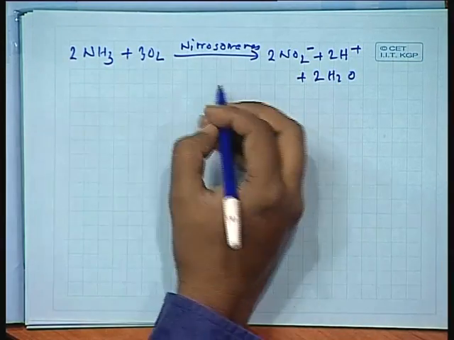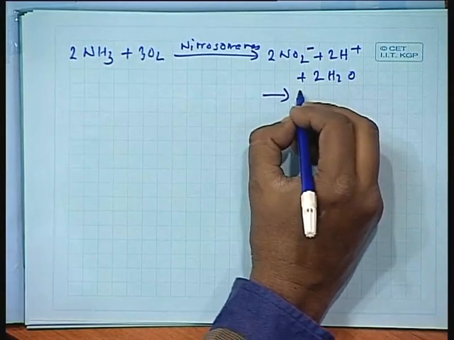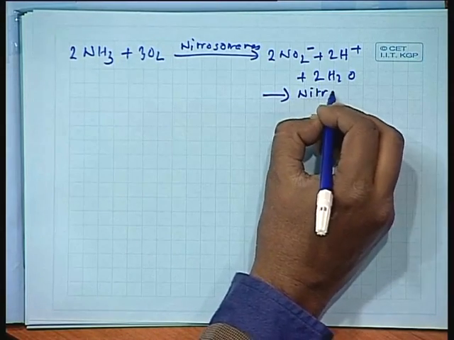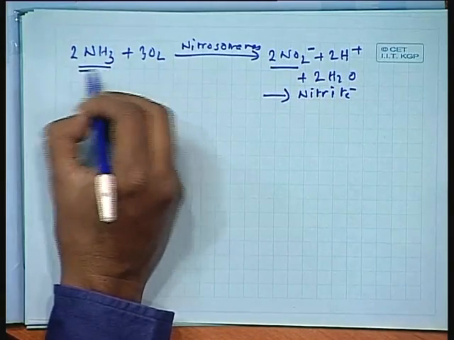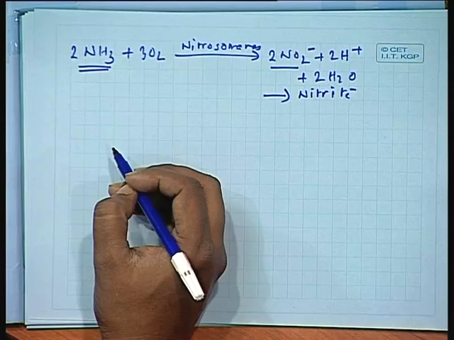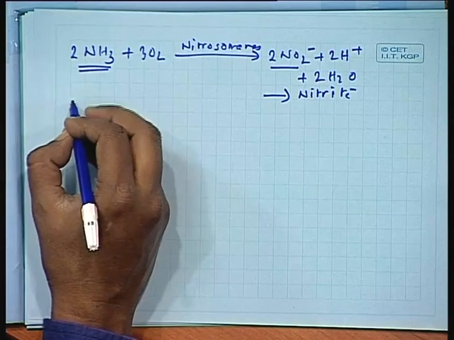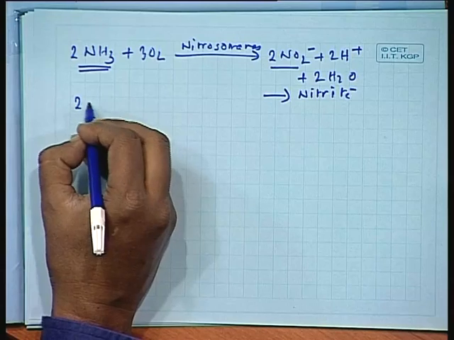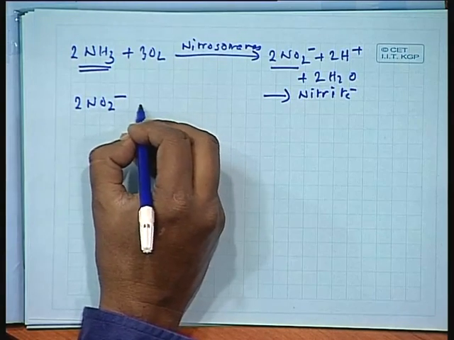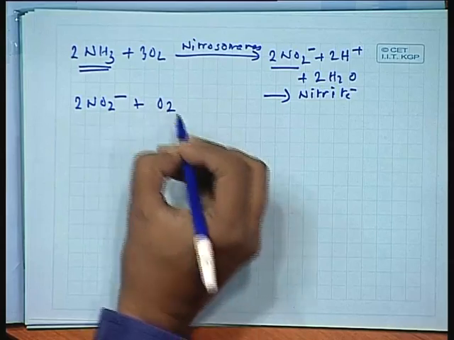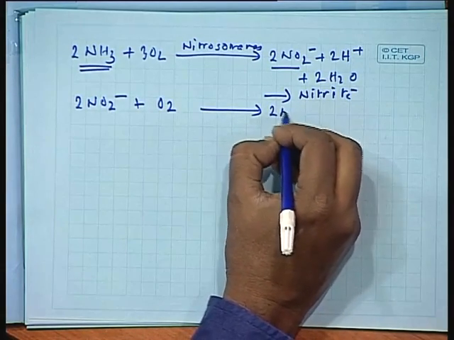This is the nitrite, the formation of nitrite. This is one stage of oxidation that has taken place. The second stage of oxidation is converting this NO2 minus plus O2, with Nitrobacter, into 2NO3 minus.